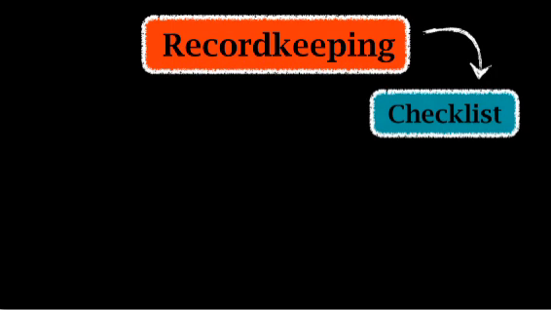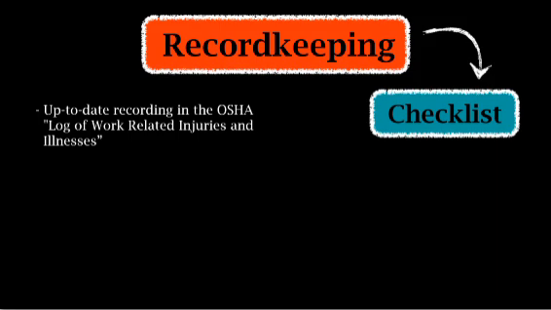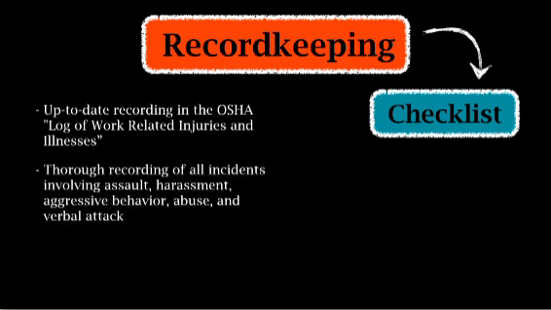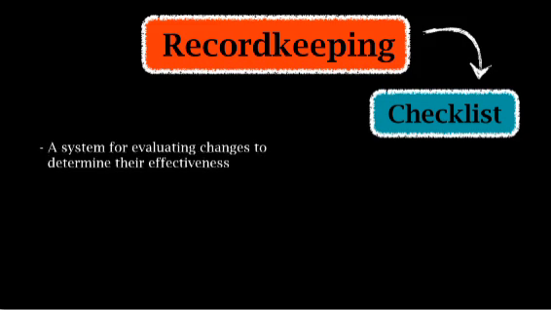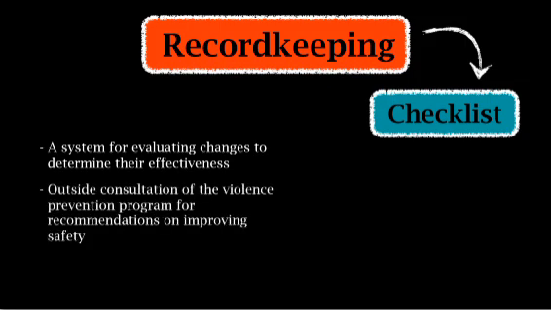Record keeping checklist. This list is not complete and is meant to provide ideas for maintaining a workplace violence prevention program. Up-to-date recording in the OSHA log of work-related injury and illness. Thorough records of all incidents involving assault, harassment, aggressive behavior, abuse, and verbal attack. Training records. Workplace walkthrough and security inspection records. System for evaluating changes to determine their effectiveness. This might include employee surveys. Outside consultation of the violence prevention program for recommendations on improving safety.